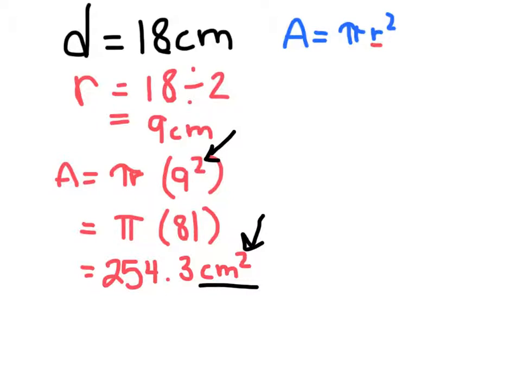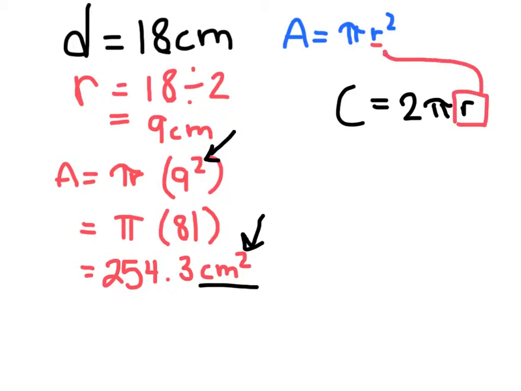If you were given a different measurement, like the circumference, you'd have a few more steps, but ultimately you could use the expression, say, circumference equals 2 pi r, and you could break it down until you got simply a value for r. And then you'd be able to plug that value in, and again, you could find the area. All right, good luck.